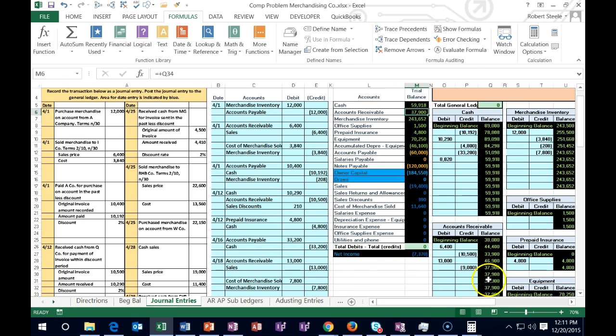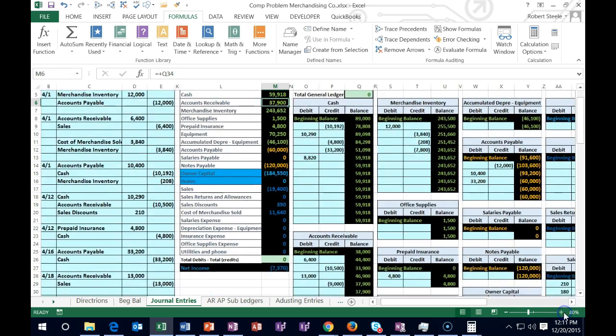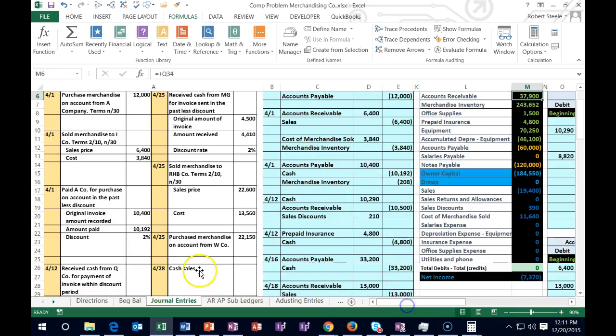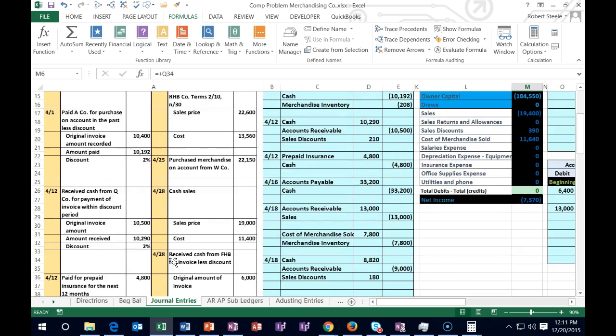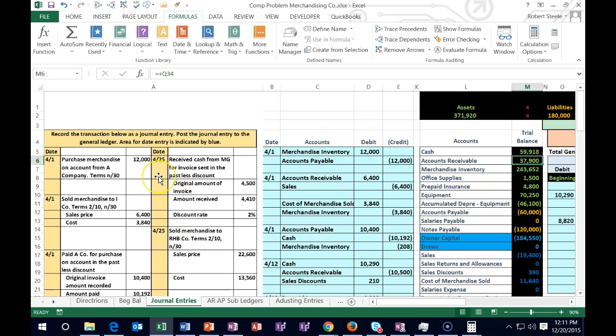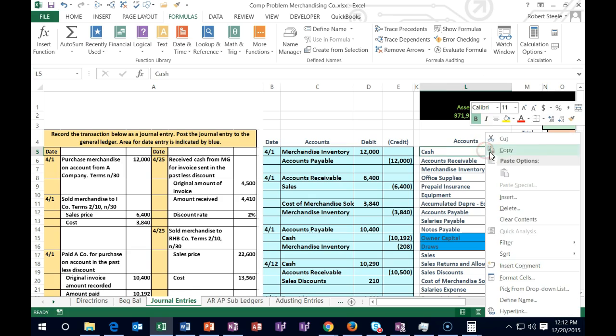Okay, so we're going to make this a little bit larger, back to 90 on the taskbar over here. We're going to scroll back over on this side, and we are now up here on 425. It says we received cash from NG for invoice sent in the past less discount. All right, so is cash affected? Yep, we received cash, so received stuff. So cash has a debit balance. We're going to make it go up by doing the same thing to it, which in this case would be another debit. So I'm going to copy that.